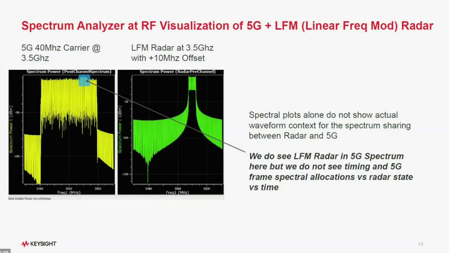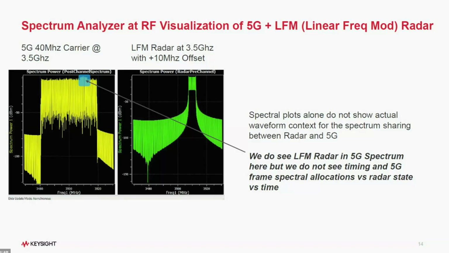So what I'm going to show now is an example of LFM radar, linear frequency modulated radar. We have a 5G 40 megahertz bandwidth carrier running at 3.5 gigahertz on the left, and on the right, we've got an LFM radar signal also at 3.5 gigahertz with a 10 megahertz offset. If you look at the composite spectral plot, you can see the 5G carrier, and I can see the LFM radar peaking up above that spectrum a little bit on the left side. But you really don't see any more intuitive information about what's happening here.